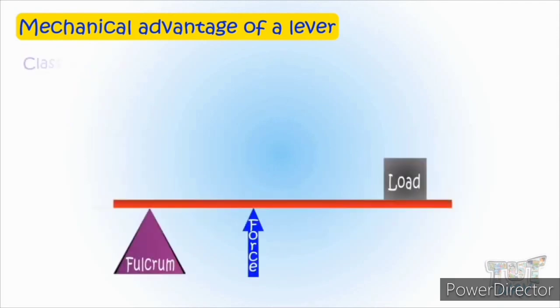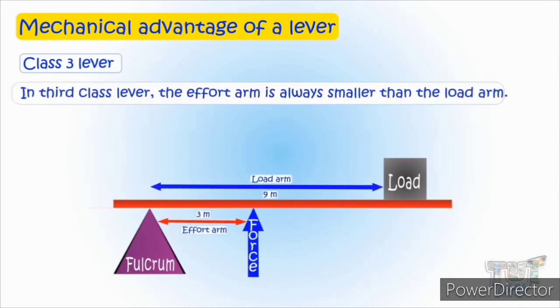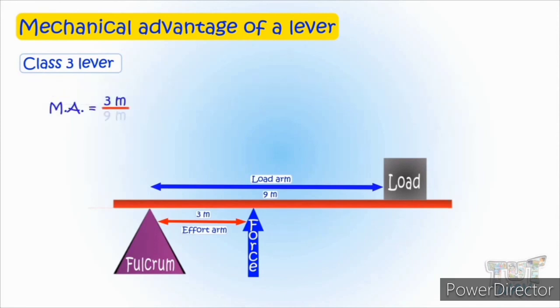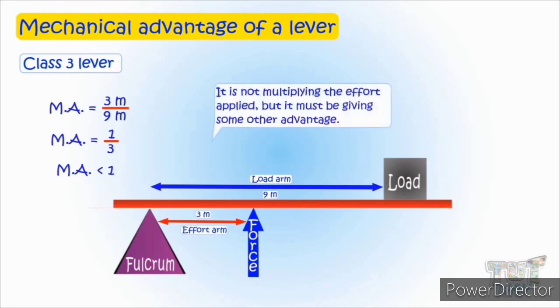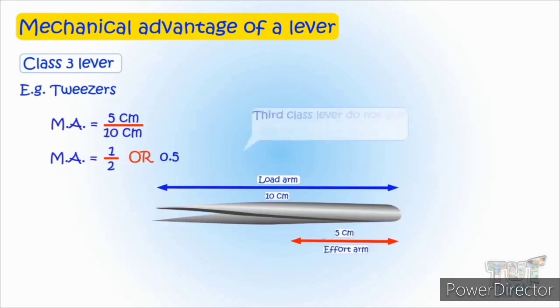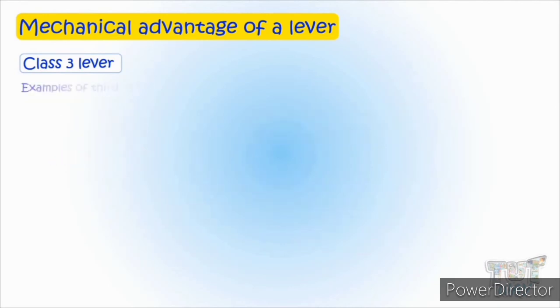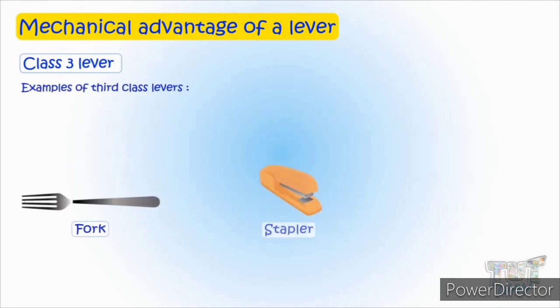Here is a Class 3 lever, where effort is in the center. Effort arm is always much smaller than the load arm. And mechanical advantage is always less than 1. Less than 1 means it does not multiply the effort applied. Third-class levers do not give mechanical advantage. Examples of third-class levers include a fork, a stapler, and a tweezer.